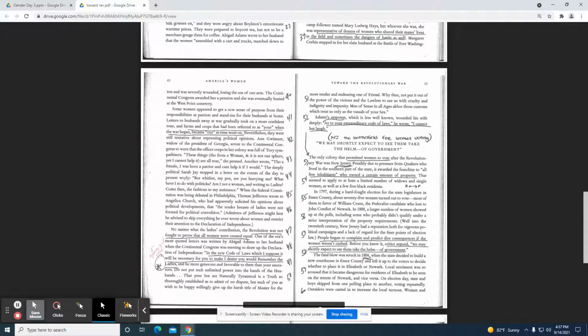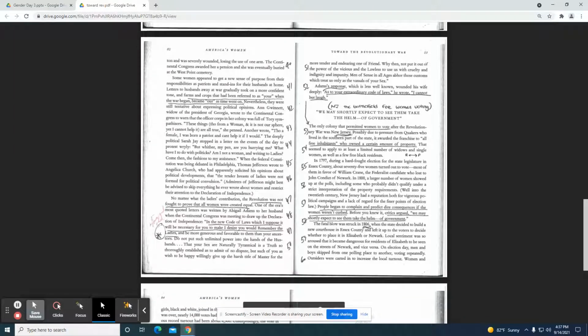And this is the part that is crucial here. Here she writes once again, in the new code of laws. So this is after the war is over, and they're about to create this new country that's going to become the United States of America. And she writes to him, she says, in the new code of laws, which I suppose will be necessary for you to make, I desire you remember the ladies. So she's basically telling him, do something about women.